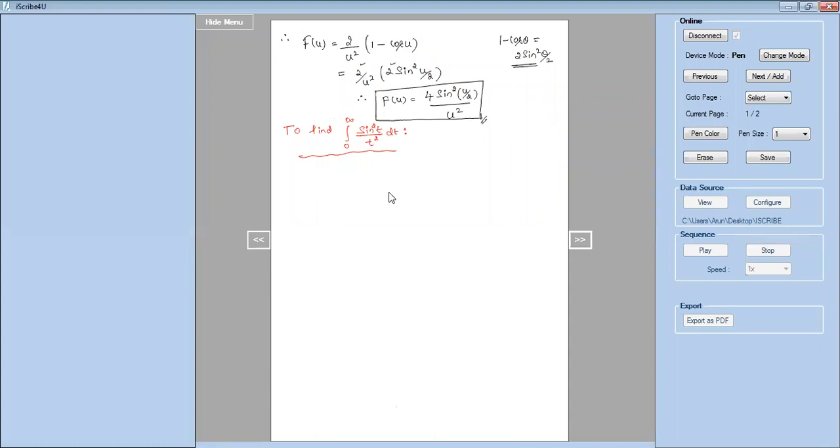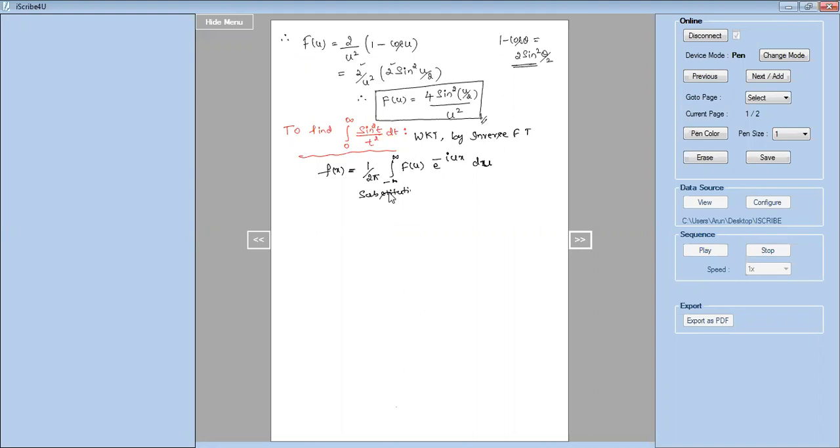Now, we know that by inverse Fourier transform, f of x equals, what is the formula of inverse Fourier transform? f of x equals 1 by 2 pi integral minus infinity to plus infinity f of u into e power minus iux into du. This is the inverse Fourier transformation. Now substitute for this f of u.